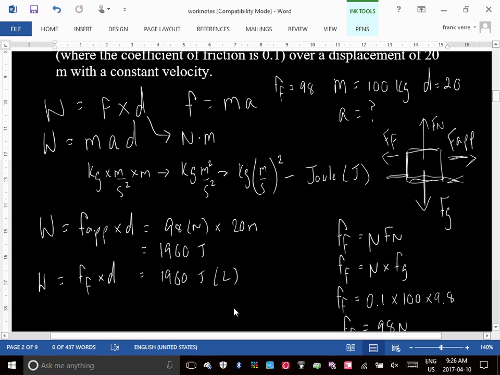Now, here's the thing about energy, right? Energy is a scalar quantity. But we can still talk about the direction of the force. So in this case, the work done by friction would be the opposite way. It's still 1960 joules of energy.